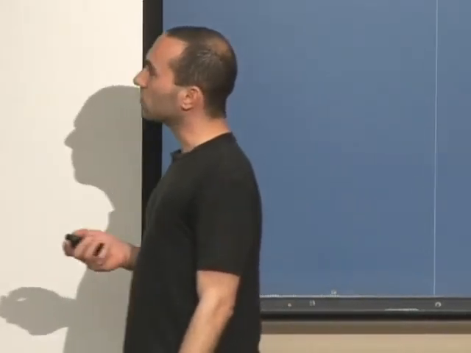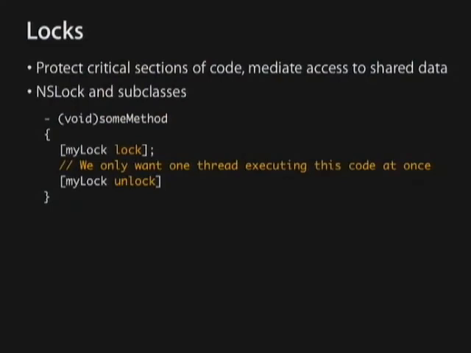And the way you use them, well, you actually have to allocate a lock. Let's say you did that in your init method. When you have some block of code you don't want anybody to enter twice, you just say lock. When you're done with that block of code, you say unlock.